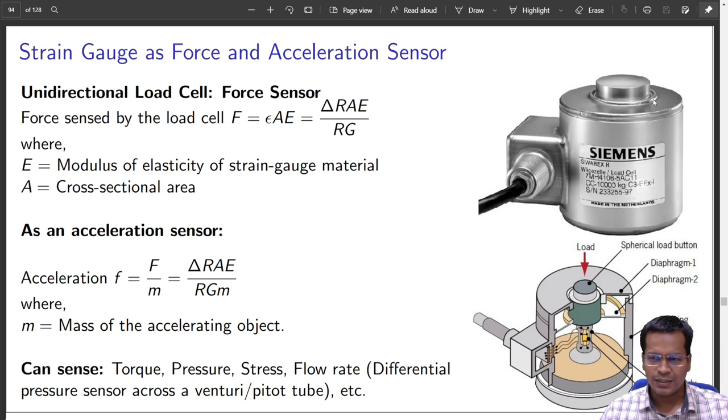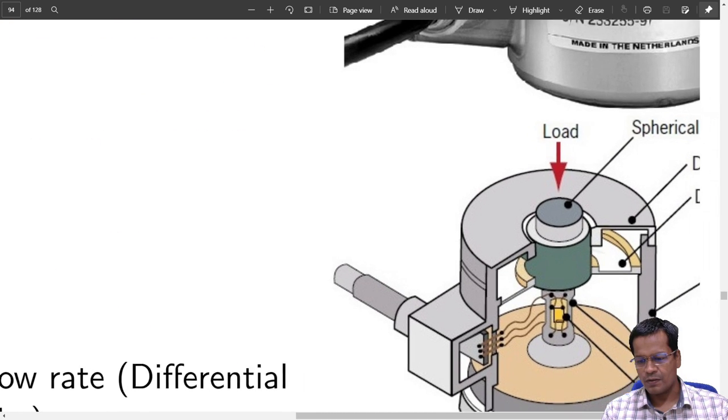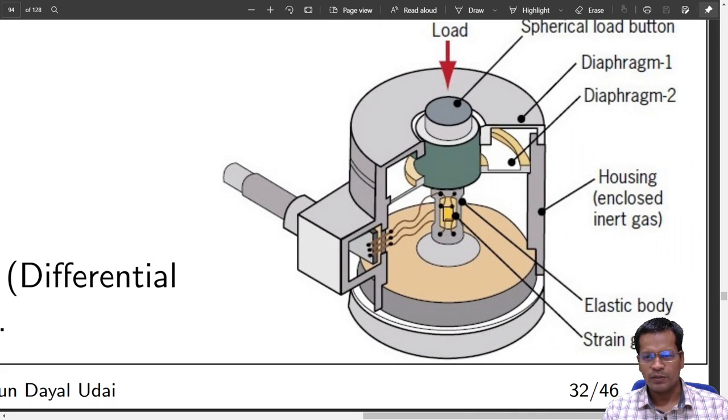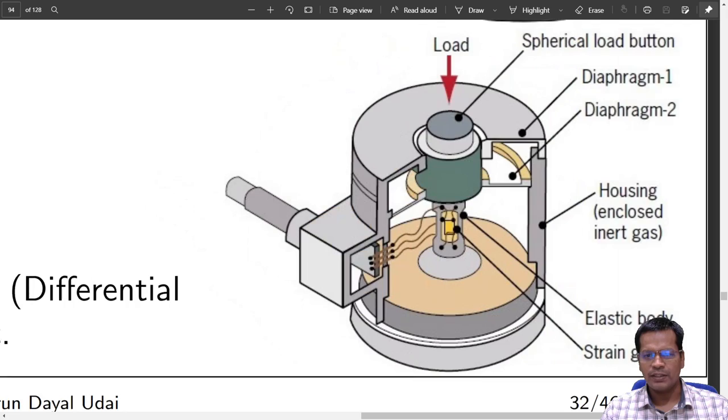So, it looks like this. A unidirectional force sensor will look like this. Let me zoom it further. What all things go inside? Let me zoom it further. So, this is it. What all things do you see here?